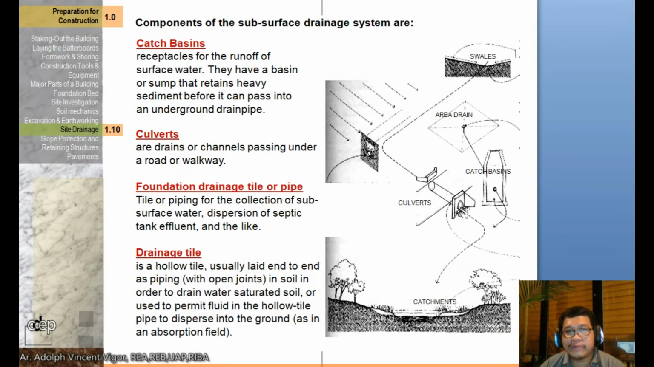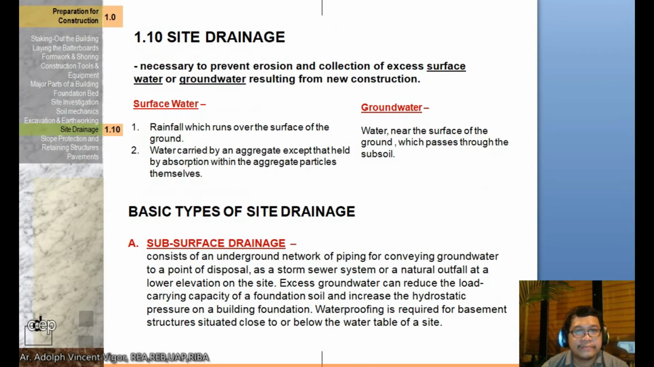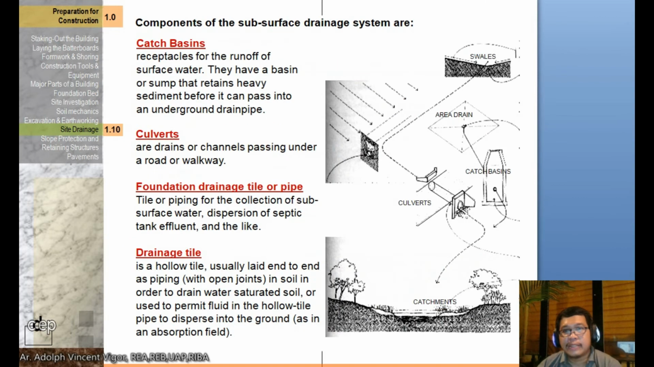Okay, so let's move on to the types or the components of the subsurface drainage system. First, we have the catch basins. I think it's discussed in our plumbing. These are receptacles for the runoff of surface water. They have a basin or sump that retains heavy sediment before it can pass into an underground drain pipe.